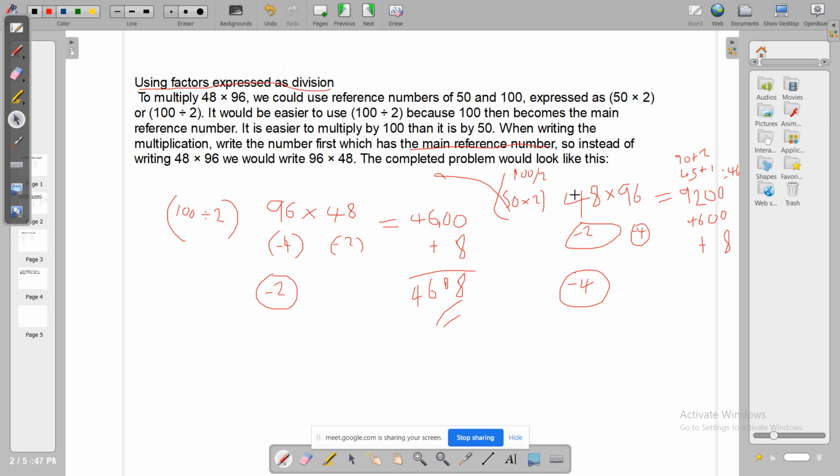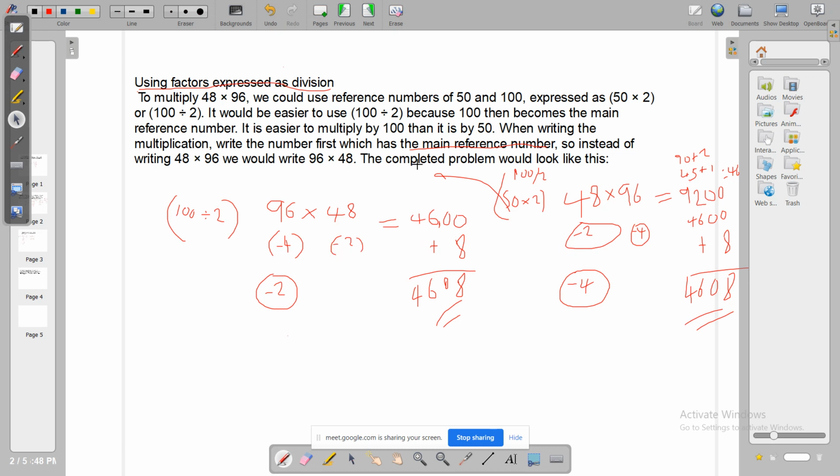Now you multiply the one here. 4600 here. Now if I multiply negative 2 times negative 4 will be what? Positive 8. So I have my 8, 0, 6, 4. Do you understand? It's not the same thing as this.